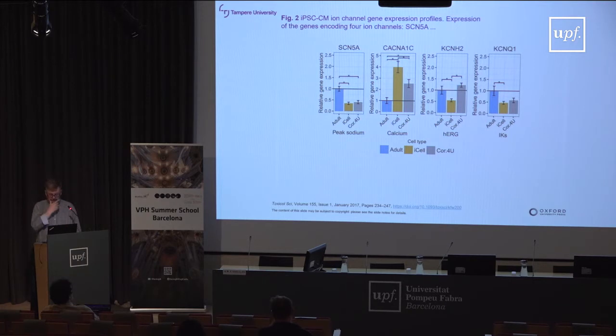I don't recall anymore. I think they're sodium, calcium, HCN, and IK channel genes. And they are adult, and the iCells and Core4U are two different cells that you can buy from a shop nowadays. And you can see that they are different. Of course, these are individuals from whom the cells have been derived.